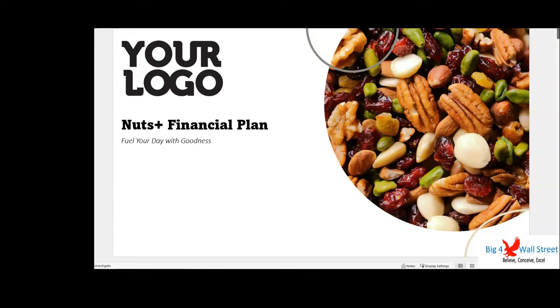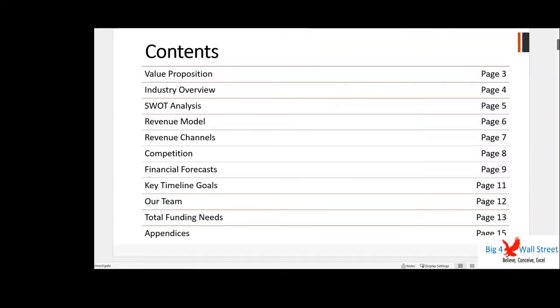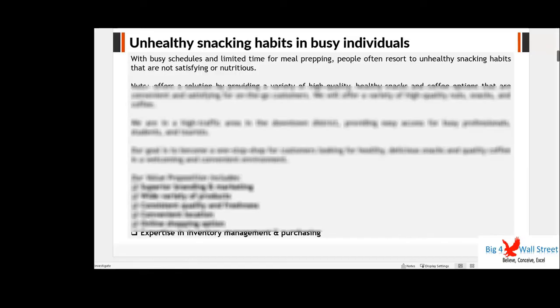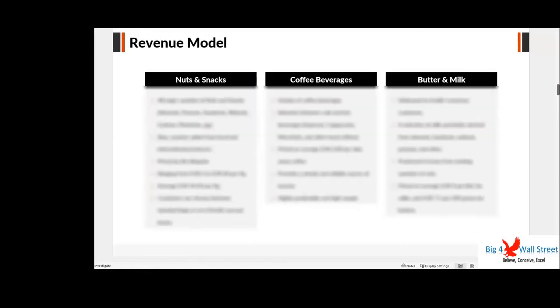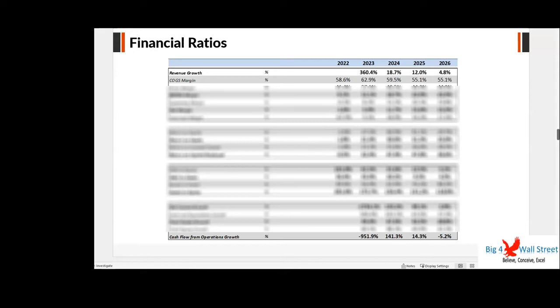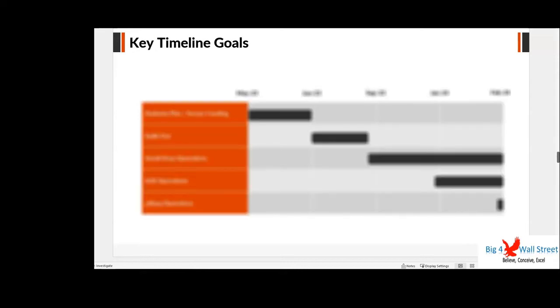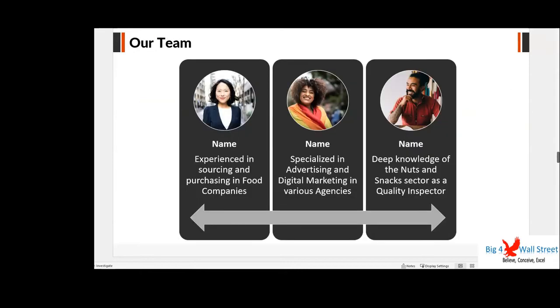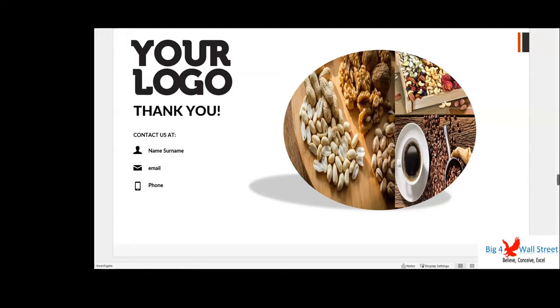The presentation is for a retail shop selling nuts, snacks, and coffee, with the addition of online website sales through a platform and B2B sales. The plan includes an industry overview, SWOT analysis, revenue model, revenue channels, competition, financial projections, timeline of the project, team, funding needs and dependencies.